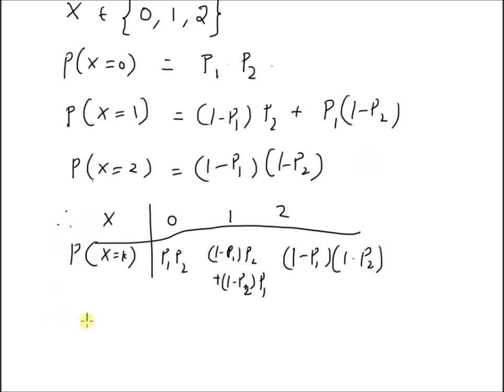That is, when P1 equals P2 equals and so on equals Pn, where n is the total number of trials, equal to a constant P, then the probability mass function is basically a binomial distribution and the random variable is a binomial random variable. That is, x is a binomial random variable with the parameters P and N.